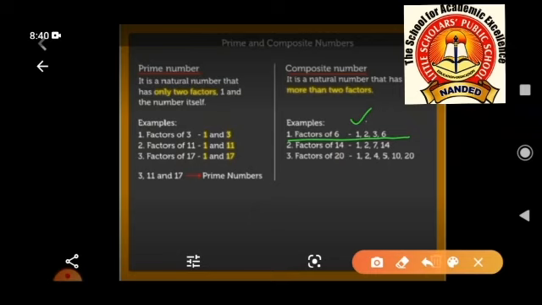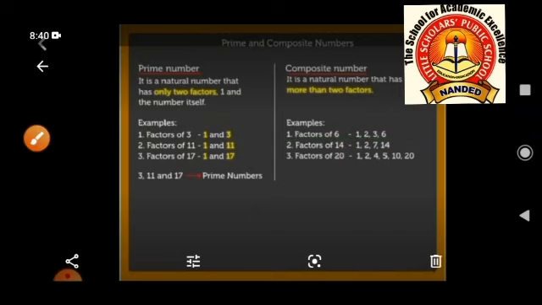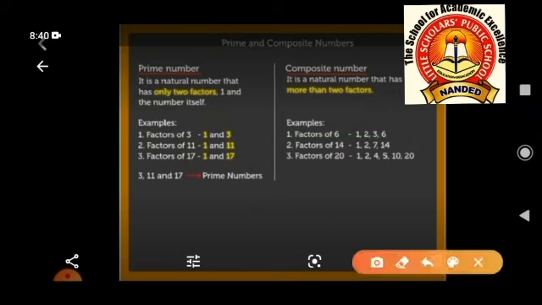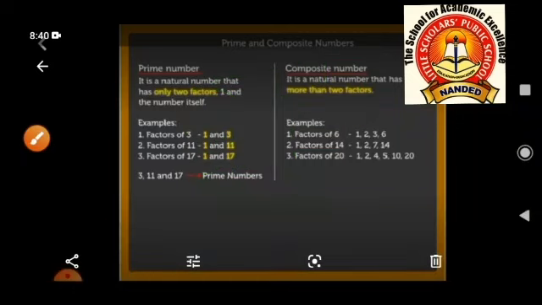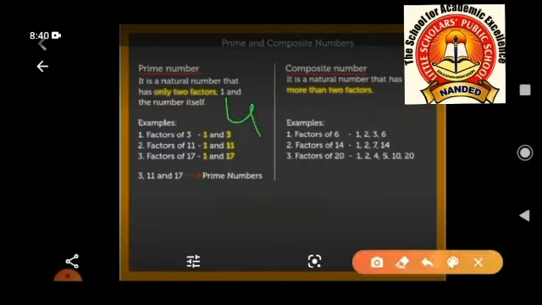6 has the factors 1, 2, 3 and 6. Okay, suppose we have taken the number 4. 4 is divisible by 1, and 4 is divisible by 4, so 1 is the first factor. Then 4 is divisible by 2, so 1, 2. It is divisible by 4, so 1, 2, 4. 3 factors came here.